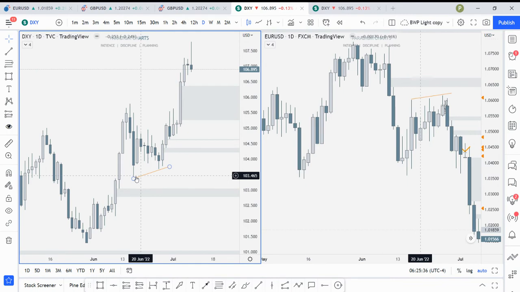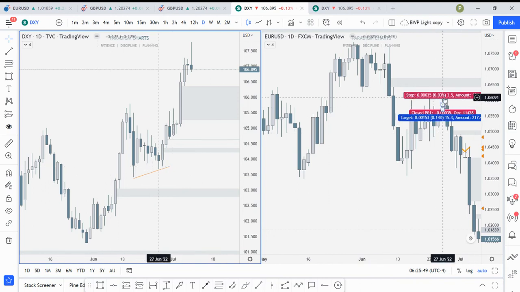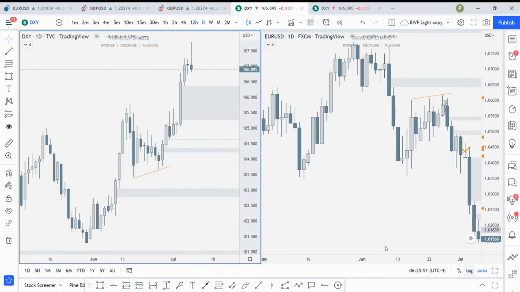Okay, so whenever you see this crack in correlation where Euro USD or GBP USD is making a higher high and the DXY is unwilling to make a lower low, it simply means that Euro USD is about to run down and the dollar is about to go up. Okay, that is SMT divergence.